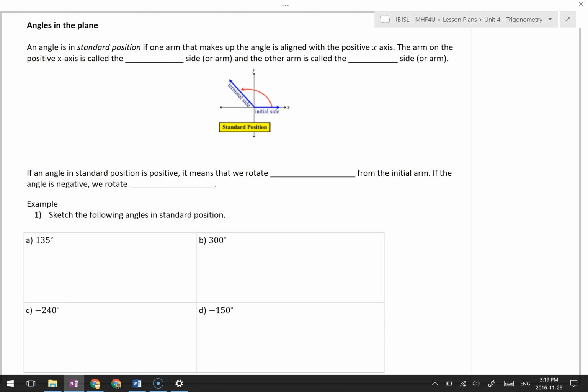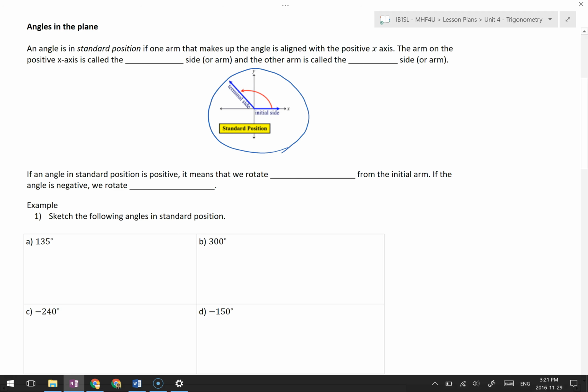So today we're going to be looking at angles in the plane, representing angles in the XY coordinate system, and we're going to look at CAST rule, which is taking trig ratios of angles that are bigger than 90 degrees. So we're going to talk about angles in standard position. That's most angles we deal with this year.